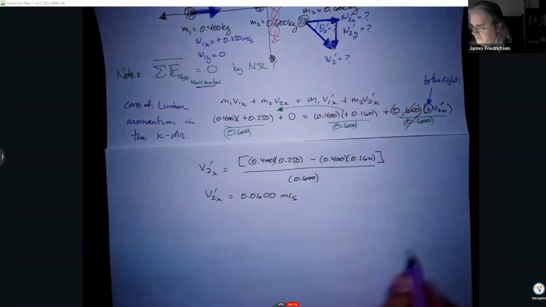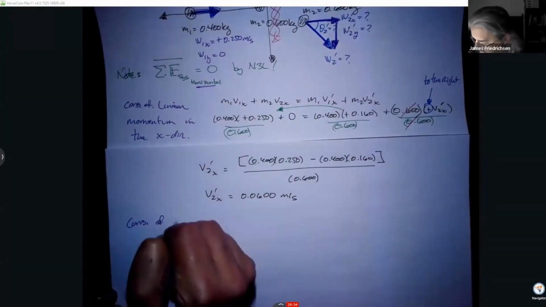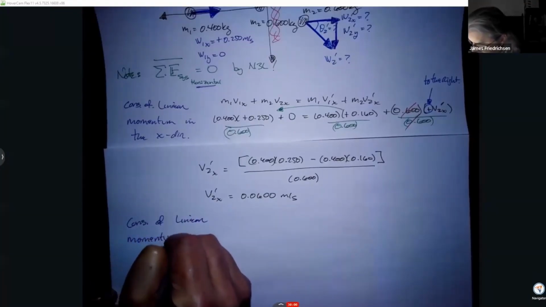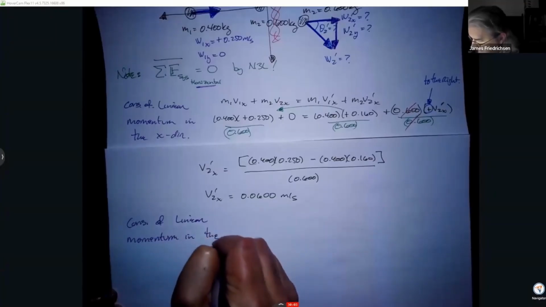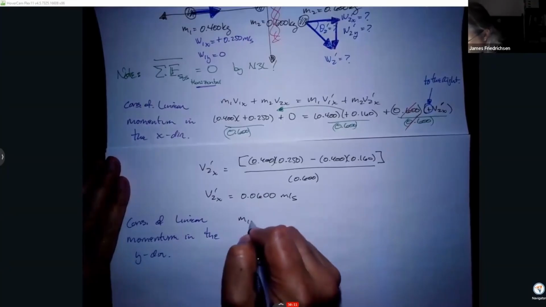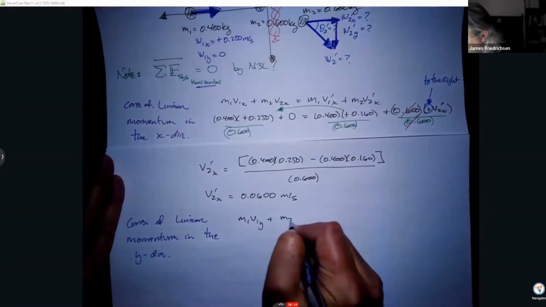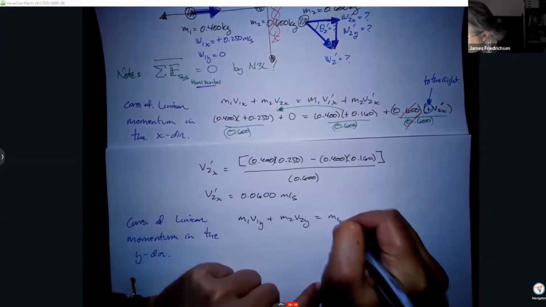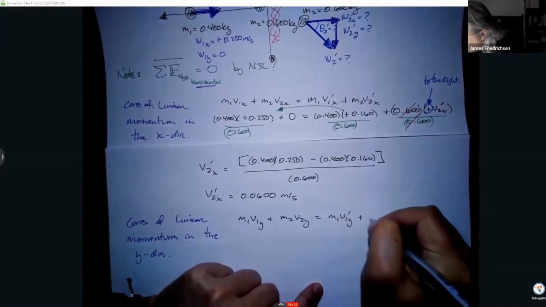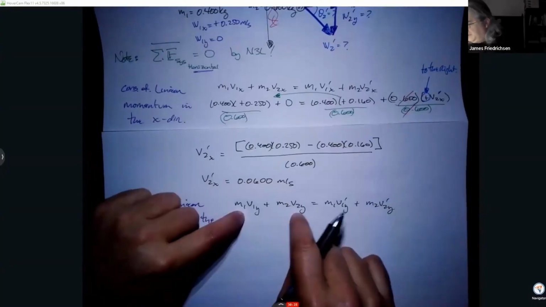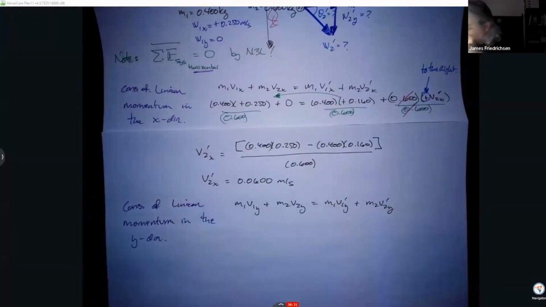And then let's go in and take a look at conservation in the y direction. Okay. And so we'll do m1 v1y plus m2 v2y equals m1 v1' y plus m2 v2' y. I could put the extra lines on there, but I guess I'm not going to. So before and after, and object 1, object 2, object 1, object 2. These are all y components.